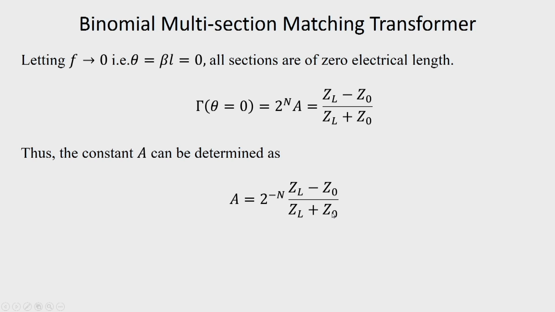A equal to 2 to the power minus N times (Z_L minus Z_0) divided by (Z_L plus Z_0). Please note that we have already mentioned that this matching transformer we are considering is for a real load Z_L.